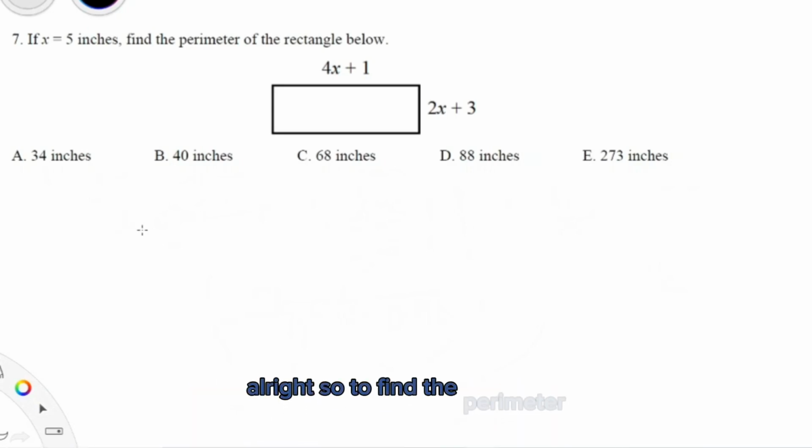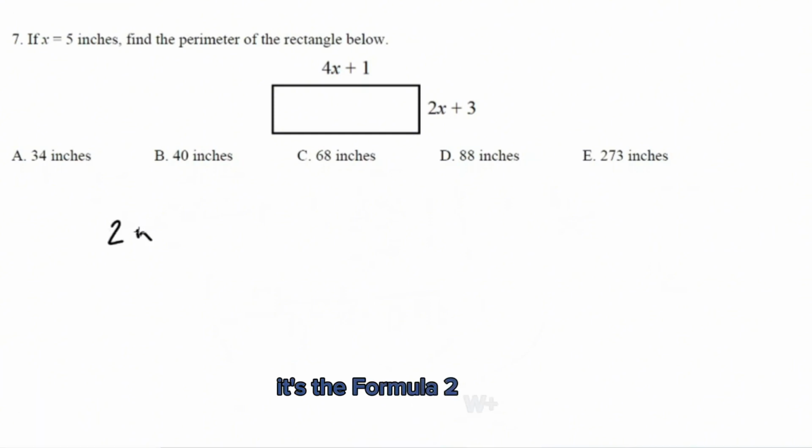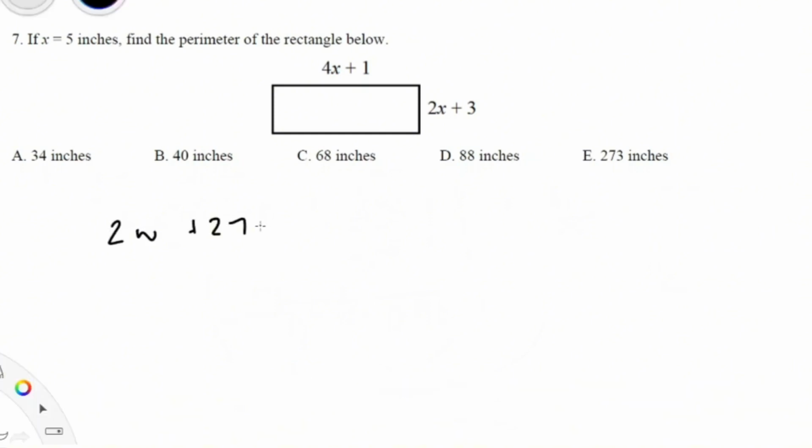Next, if x equals 5 inches, find the perimeter of the rectangle below. Alright, so to find the perimeter, it's the formula 2w plus 2l.